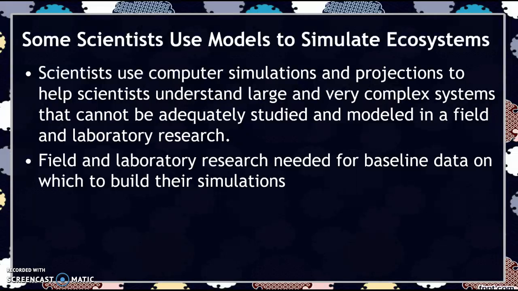Lastly, some scientists use models to simulate ecosystems. So scientists use computer simulations and projections to help them understand large and very complex systems that can't be adequately studied and modeled in field and laboratory research. So again, I used the example before, but when you're looking at the weatherman on TV predicting the weather for the next couple of days, they're using computer simulations. They're using basic past weather patterns to interpret current weather patterns and kind of predict what's going to happen next.